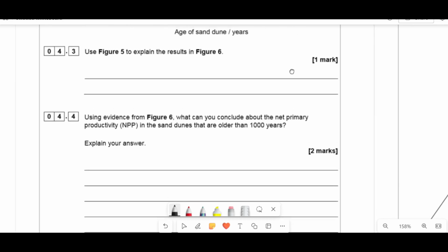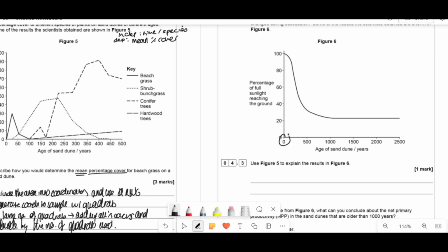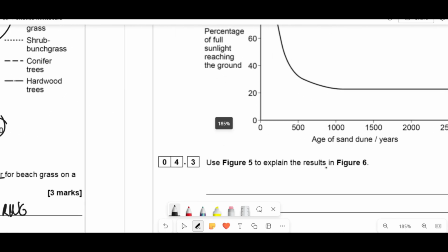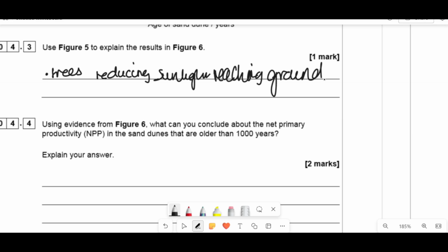So it says use figure 5 to explain the results in figure 6. Oh, I just got rid of it, one sec. So if we look here, from 0 to 500 years, the light reaching the ground was dropping. So let's see what happened between 0 and 500 here. From 0 to 500 here, we eventually led to a lot of conifer trees being here. So lots of conifer trees means light is not getting to the ground, so they're blocking it. Clearly, the trees are reducing or blocking the sunlight reaching the ground. That's the only explanation based on these two figures that I can give.